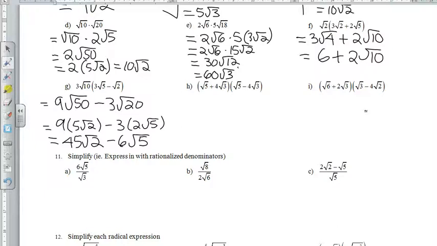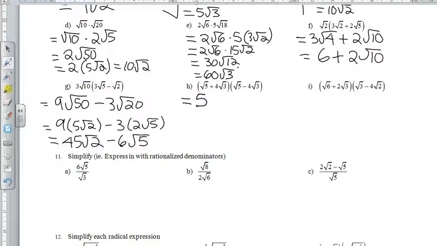This is 2 binomials, right? So we're going to FOIL it out. It's actually a difference of squares, right? So we're going to get root 5 times root 5. Root 5 times root 5 is root 25, but instead of thinking of it that way, when I multiply a radical by itself, I just drop the radical sign. So root 5 times root 5 is 5.